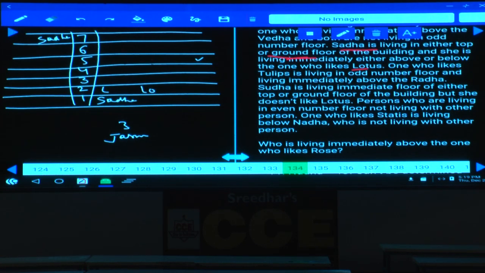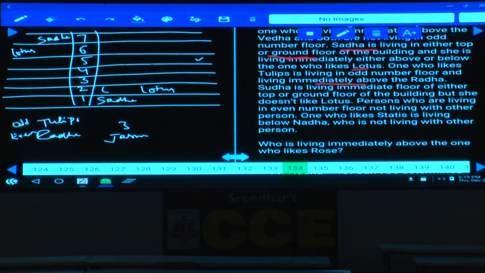Now, in this one, lotus at this place, and in this case, lotus must be here, either immediately above or immediately below this lotus. And one who likes tulips is living in an odd number floor and living immediately above Radha. Tulips is odd number floor immediately above Radha. Radha is here, and the person who likes tulips is immediately above this one. This person tulips is living in an odd number floor, and this person must be on an even number floor. Radha must be on an even number floor.